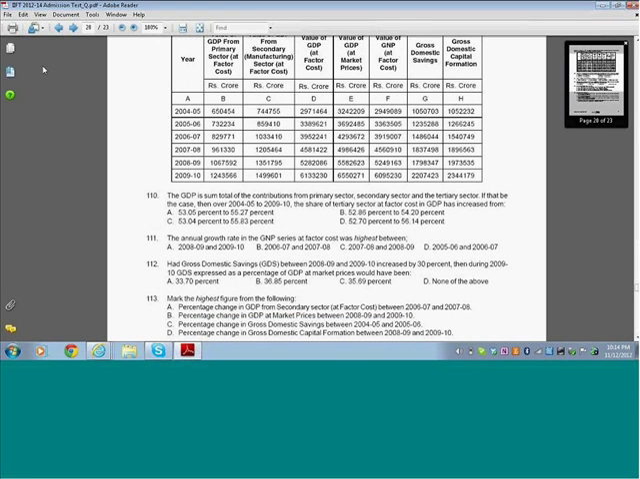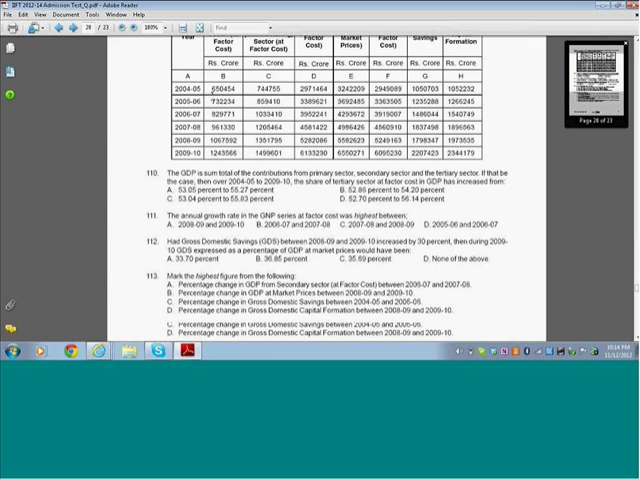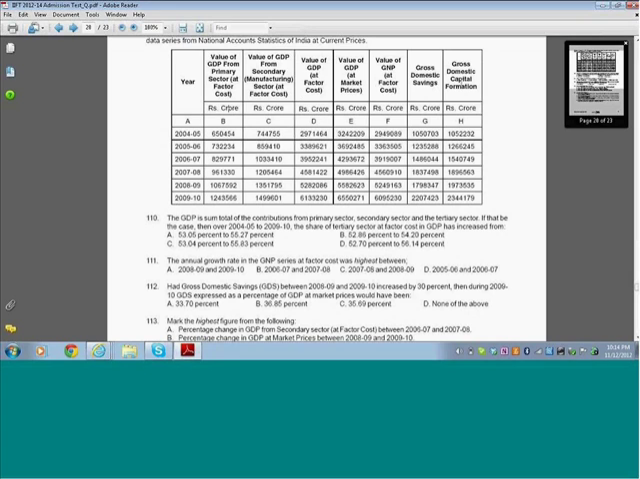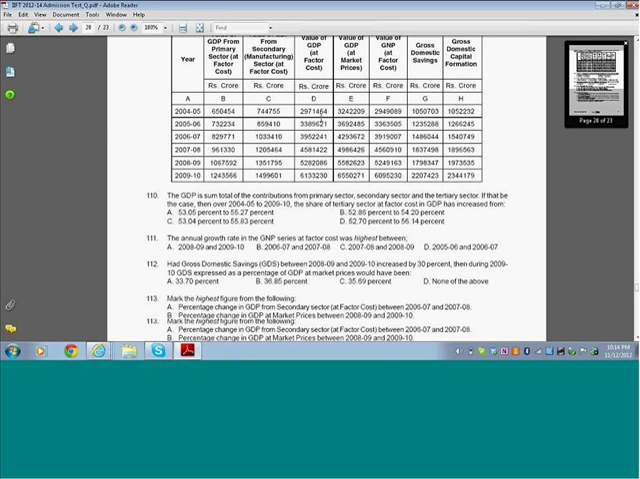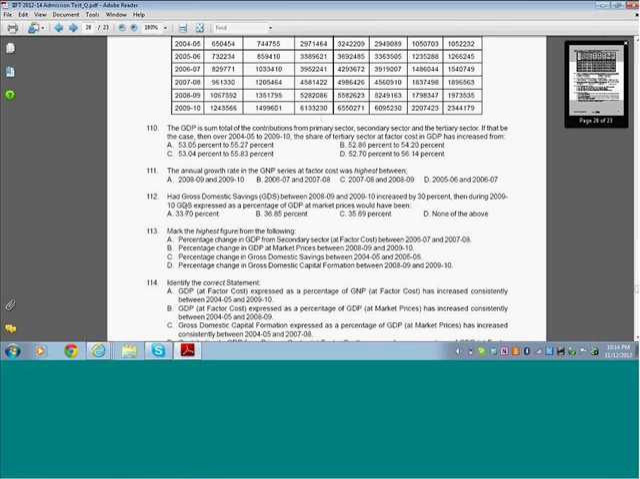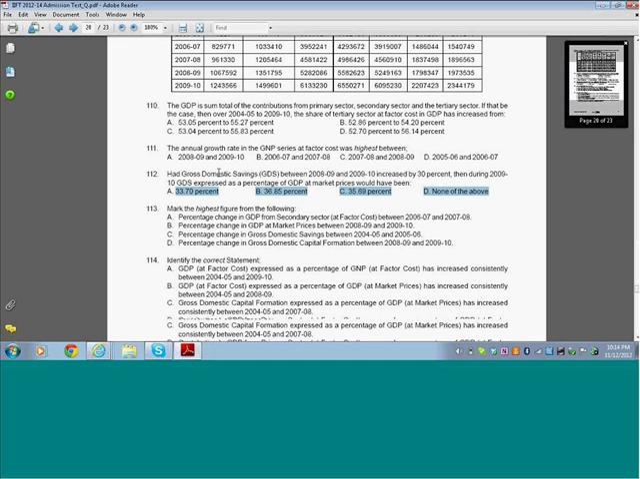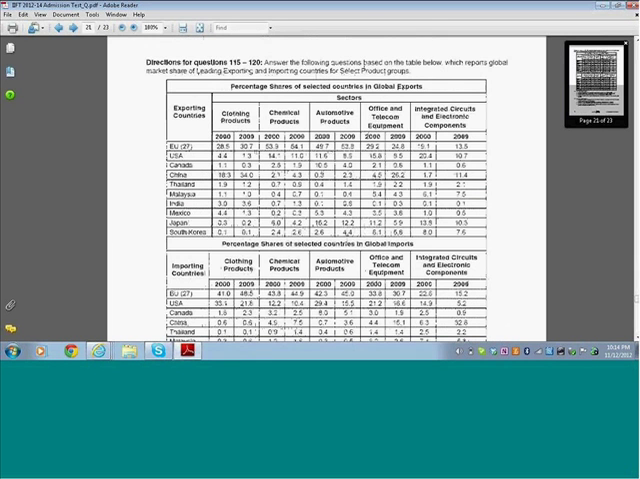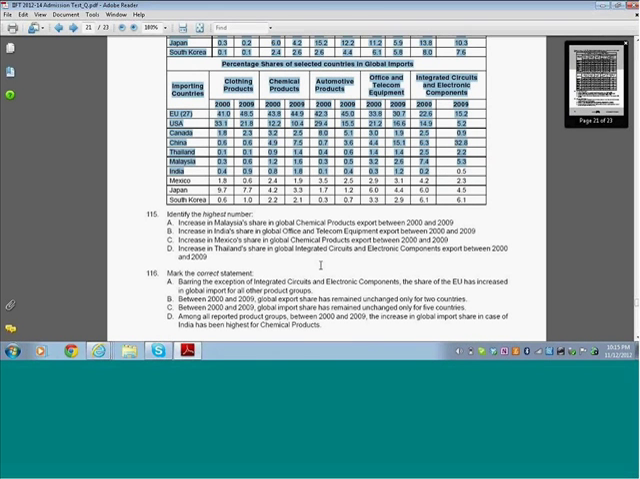The first question: what is the compounded average growth rate of country X's overall investment during the period January to May 2011? January is 3075, this is 3701. So mathematically, if you have to do it, this will be 3701 upon 3075. Since we need to find the compounded annual growth rate, we will do 3701 upon 3075 raised to the power 1 by 4, because there are 4 periods, minus 1, into 100.